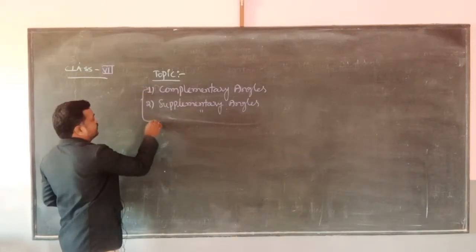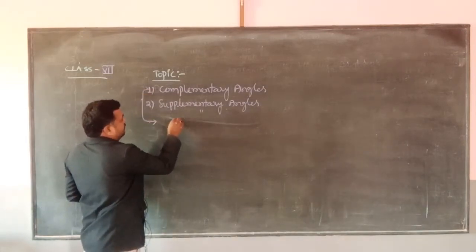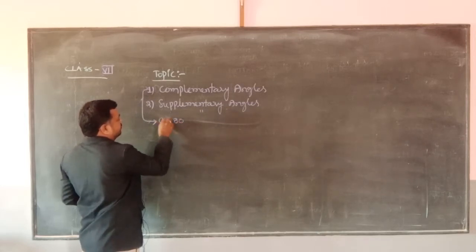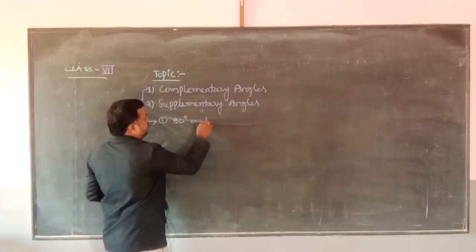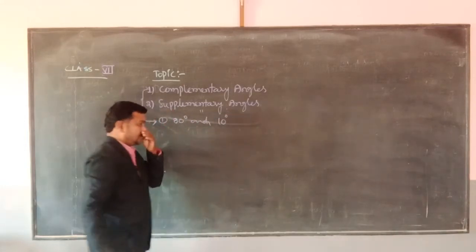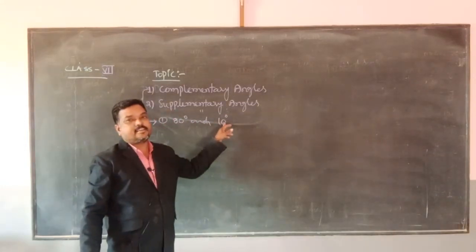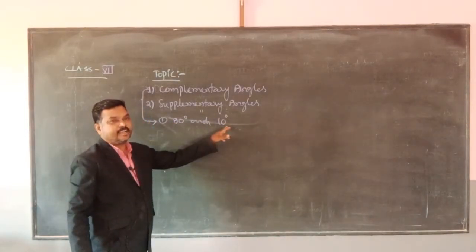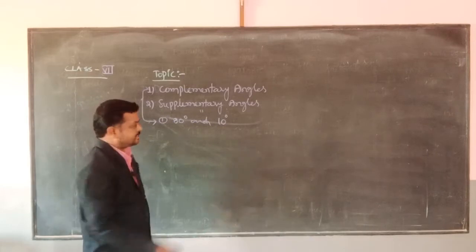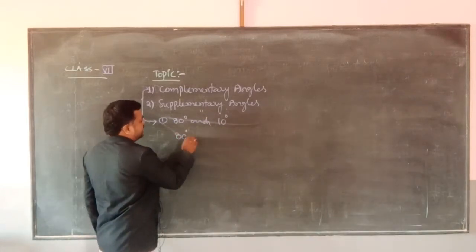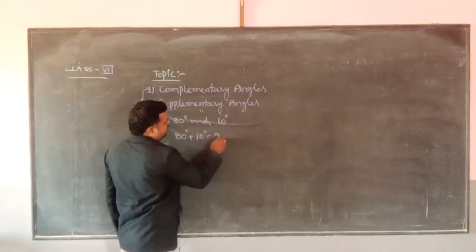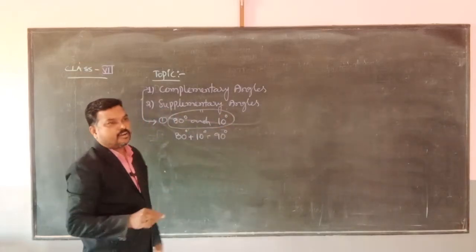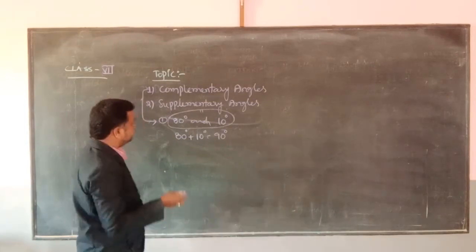See, 80 degrees and 10 degrees. 80 degrees and 10 degrees are complementary angles. Why? Because while adding 80 and 10 it gives exactly 90 degrees. 80 degrees plus 10 degrees is equal to 90 degrees. So 80 degrees and 10 degrees are complementary angles.